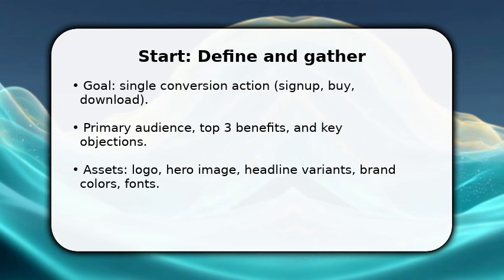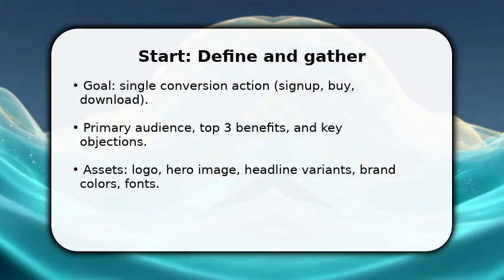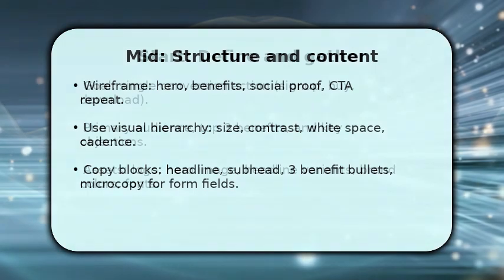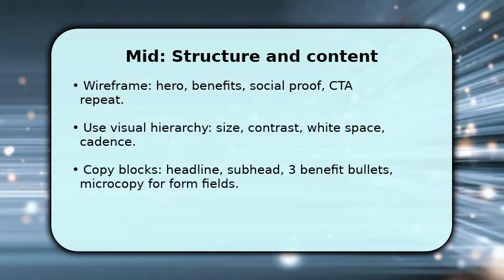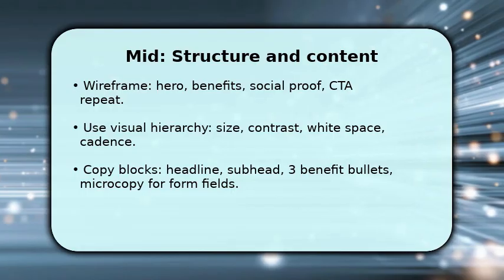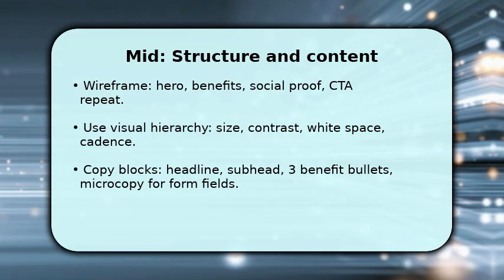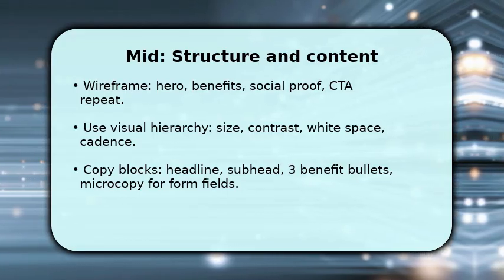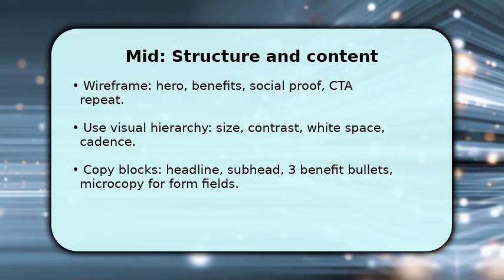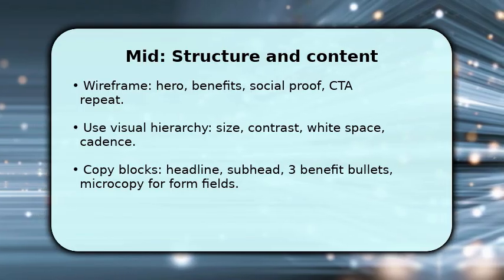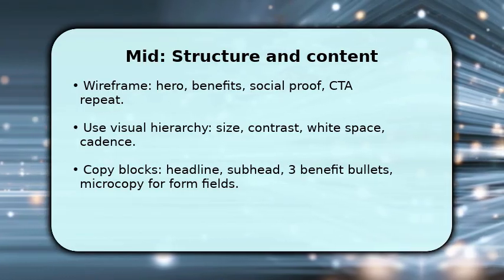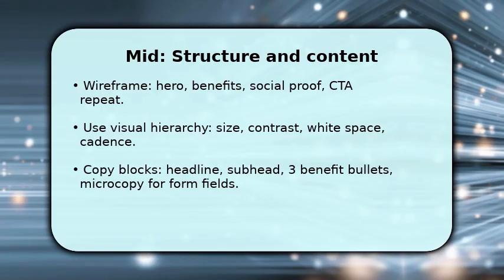visual details. Now you build the page skeleton and fill it with prioritized content. Start with a wireframe that places hero, benefits, social proof, and a repeated CTA above the fold. As you design, apply visual hierarchy, larger type for the headline, stronger contrast for CTAs, and generous white space to guide the eye. Once those are in place, draft tight copy.